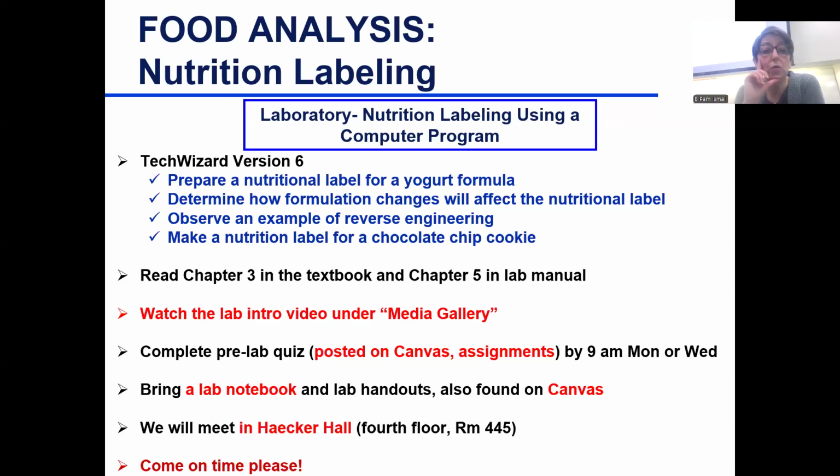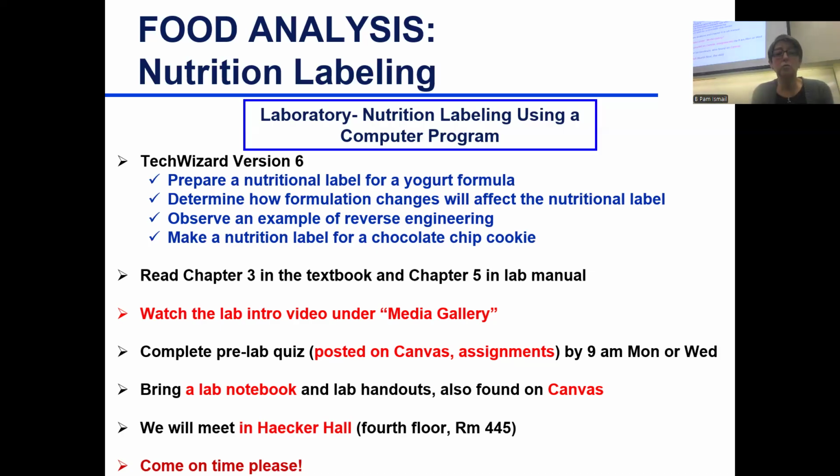You're going to prepare a nutrition label for a yogurt formula, and then you're going to change the composition of that formula and see how the nutrition label will change, all on the computer. You're going to change the formulation and see how that impacted the nutrition label. And then you're going to add an ingredient. You will learn how to add an ingredient that wasn't in the original formula and that is related to calcium, and then increase the daily value to 50% of calcium, and then increase it to 100% of calcium, and see how the formula changes.